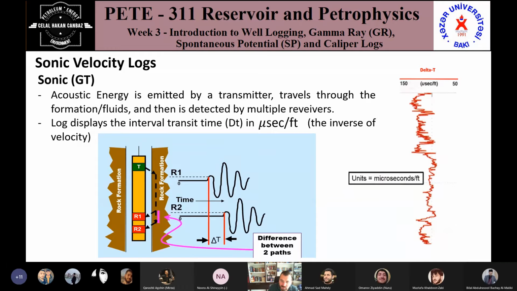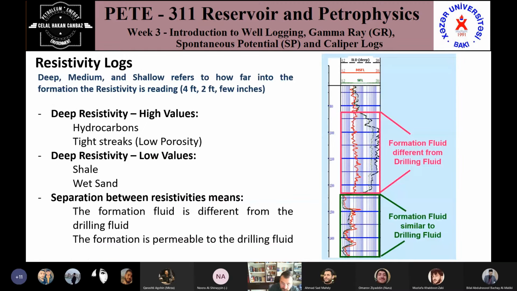I will pass to the resistivity logs. We said caliper logs, we said lithology logs, gamma ray and spontaneous potential as lithology logs. We said porosity logs, neutron and density logs included in this one, because we are classifying by the output values. So density and neutron logs, then sonic velocity logs fourth, and the resistivity log. Resistivity log sends electrical signals, we said.